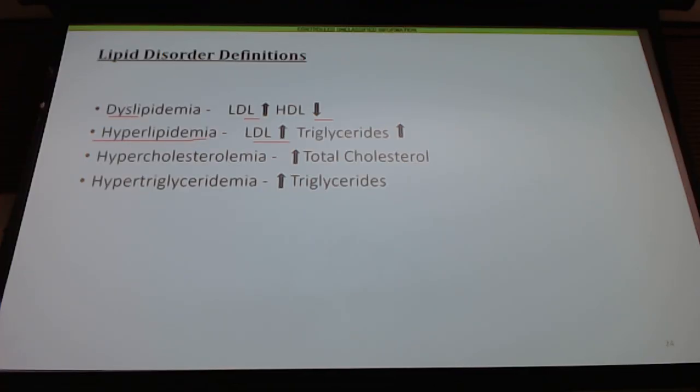Hyperlipidemia is when your LDLs and your triglyceride levels are high. When I use the term hypercholesterolemia, that's when your total cholesterol is high. And then hypertriglyceridemia is when your triglyceride levels are high. Now, can you have several of these present? Absolutely. You can have a dyslipidemia, hypercholesterolemia, and a hypertriglyceridemia in the same patient. Okay? It's just that those terms mean different things when you use them.